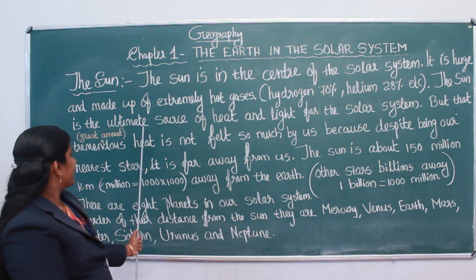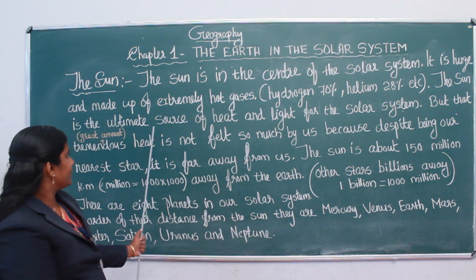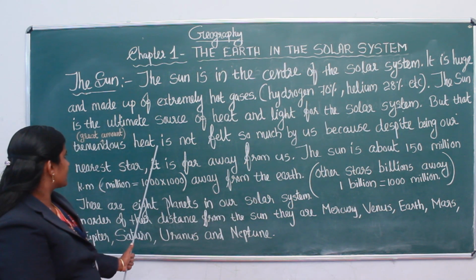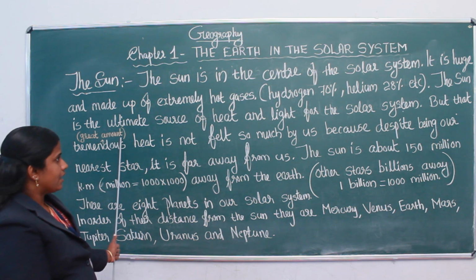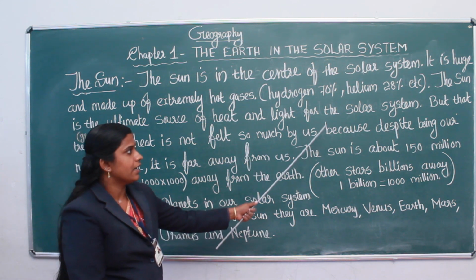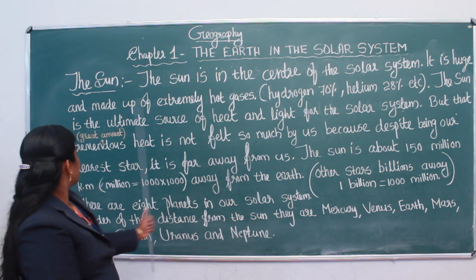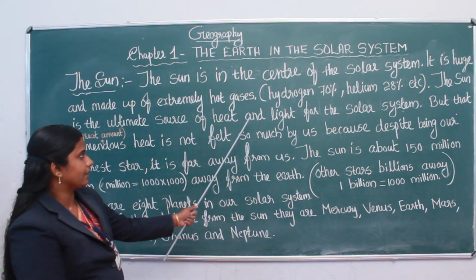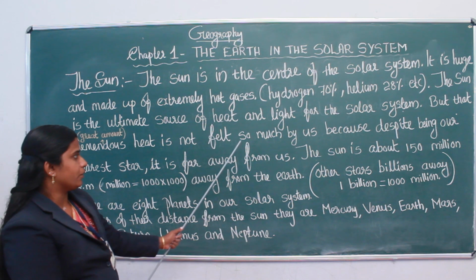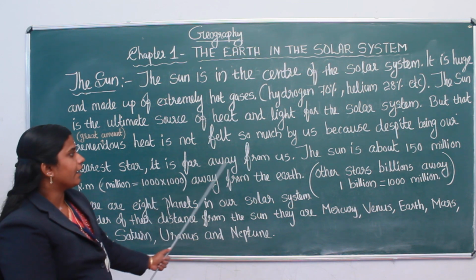The sun is the ultimate source of heat and light for the solar system. But that tremendous heat, tremendous means great amount, is not felt so much by us because despite being our nearest star, it is far away from us.